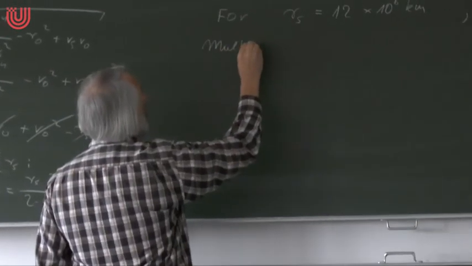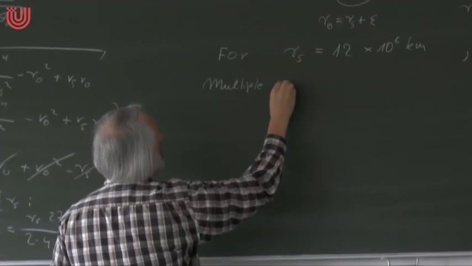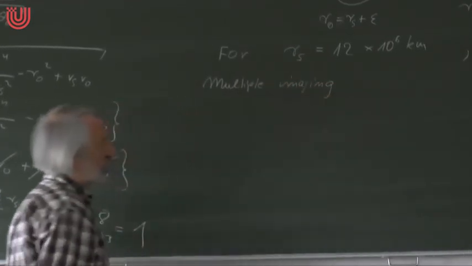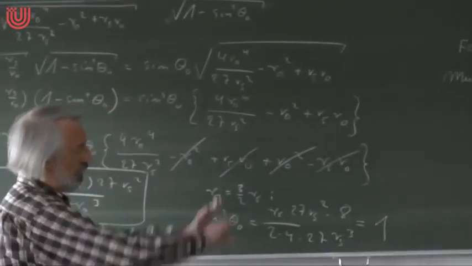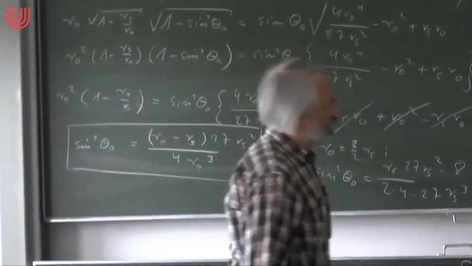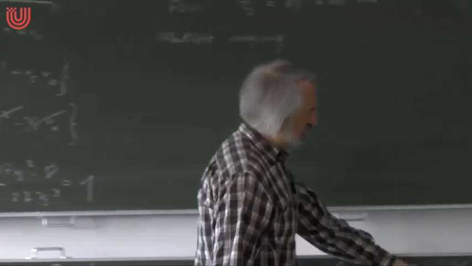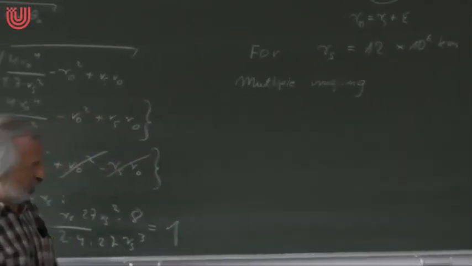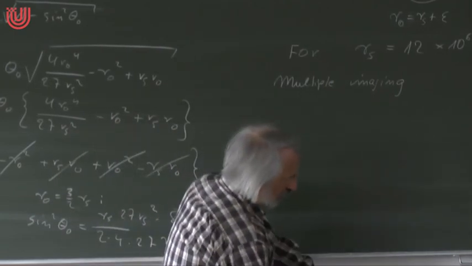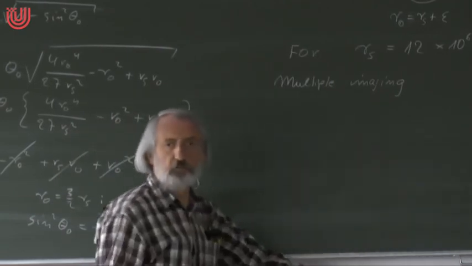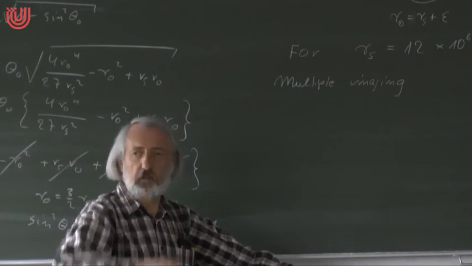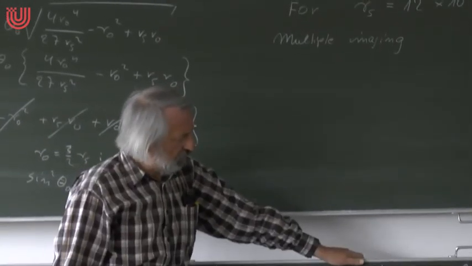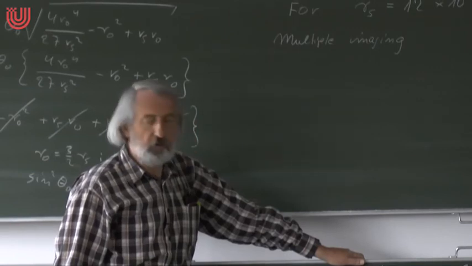When we discuss the shadow, we assume that light sources are distributed more or less homogeneously everywhere except in the region between us and the black hole. When we talk about multiple imaging, we ask the question, how many images do we see from one particular light source? So we fix one particular light source situated at a certain distance, say behind the black hole, and what do we see in the sky?